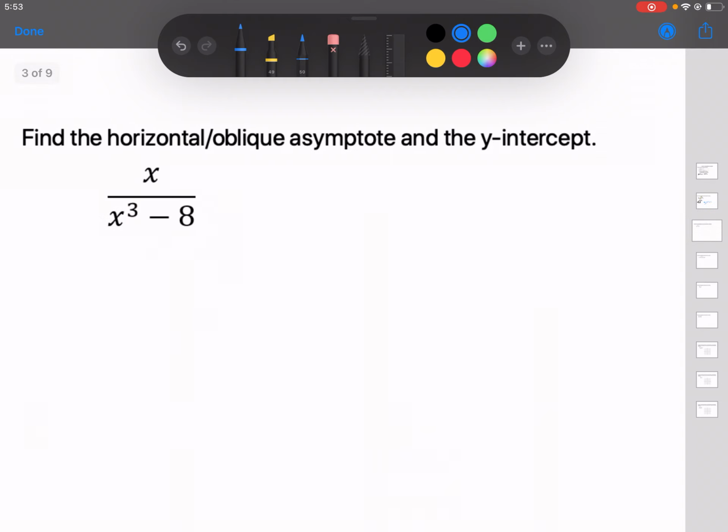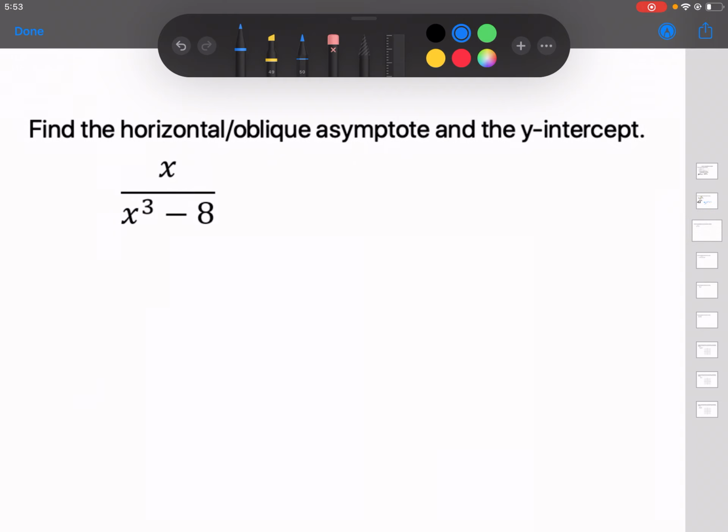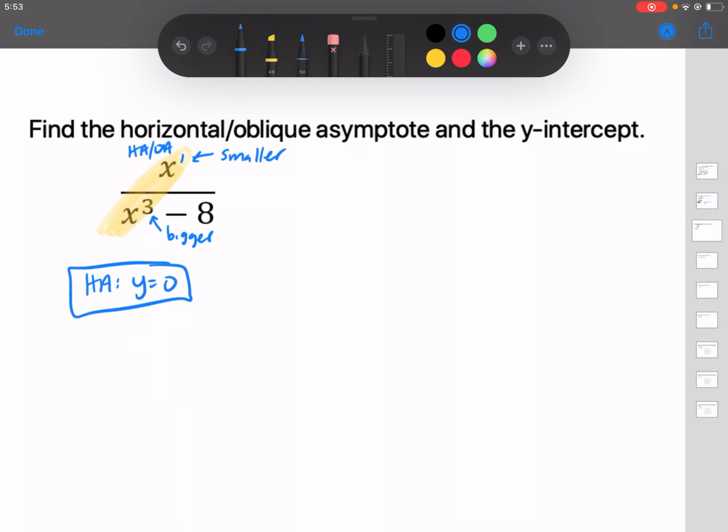Let's go ahead and do another one. Okay, horizontal or oblique asymptote. So I'm looking at those first terms again. Since it's smaller on top than the bottom, so this one's bigger, that means it actually will not divide, and your answer is automatically y equals 0.